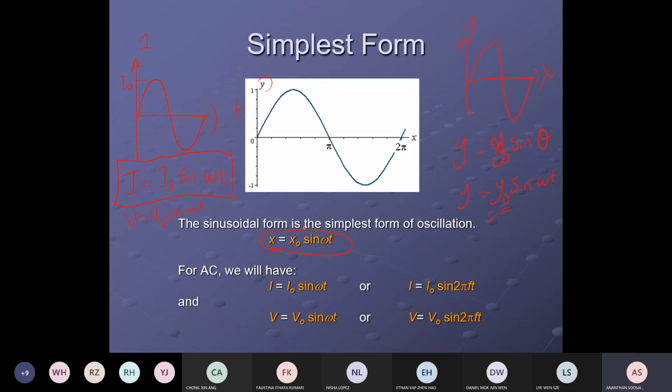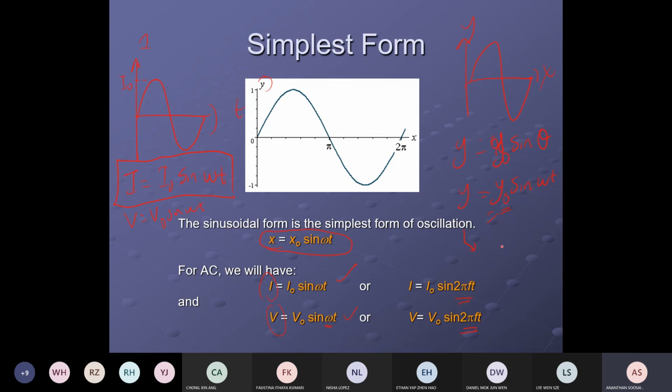So sinusoidal is the simplest form of oscillation. For AC we will have I equals I naught sine omega t, and V naught sine omega t. Remember, between V and I the phase difference is 0. They will have the same shape of graph. If V is sine, I will be sine. If V is cos, I also will be cos. Of course, omega you can replace with 2 pi f.